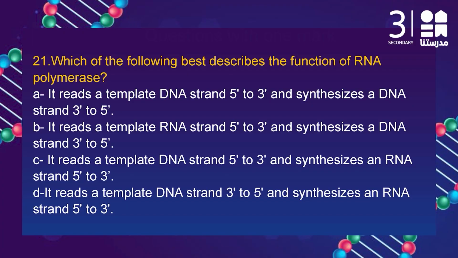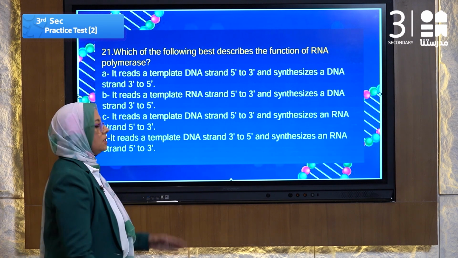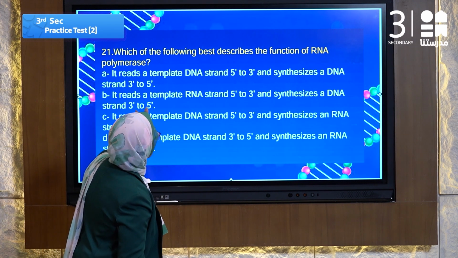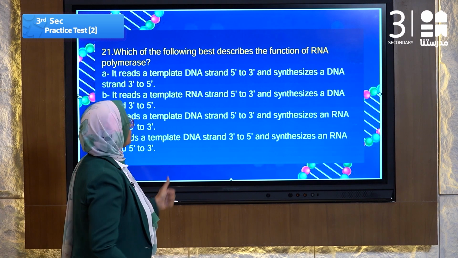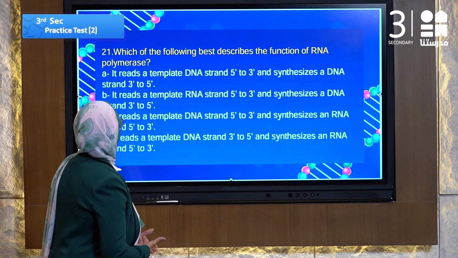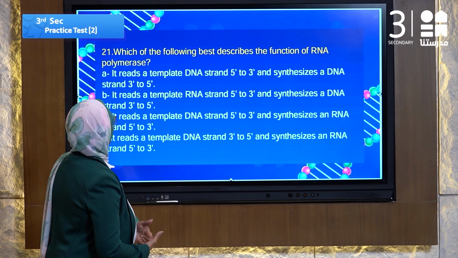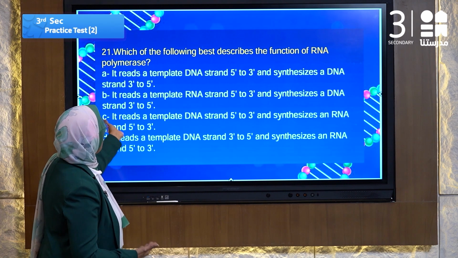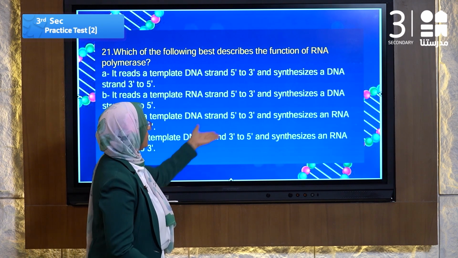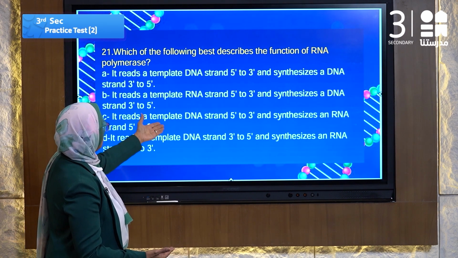21. Which of the following best describes the function of RNA polymerase? RNA polymerase is an enzyme specific to RNA. Let's go to its function. A: It reads a template DNA strand 5' to 3' and synthesizes a DNA strand from 3' to 5'. B: It reads a template RNA strand 5' to 3' and synthesizes DNA from 3' to 5'.